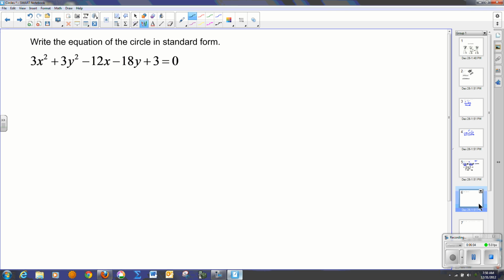Again, we're going to write the equation of the circle in standard form. We notice in this case, though, that the coefficients in front of the x squared and the y squared aren't 1. So the easiest way to deal with that is to divide everything by 3. So what I end up with is x squared plus y squared minus 4x minus 6y plus 1 equals 0. And then it just turns into the same problem as last time, where we group the x's and the y's.